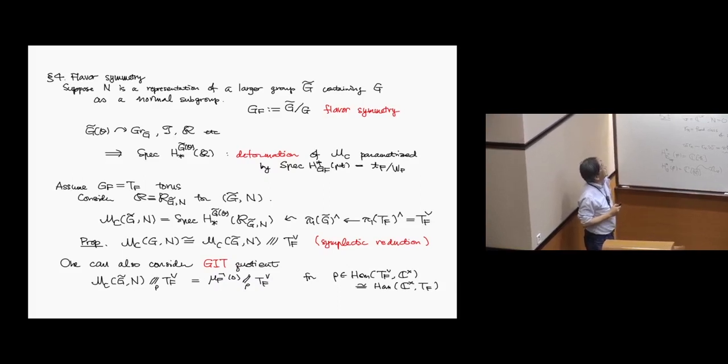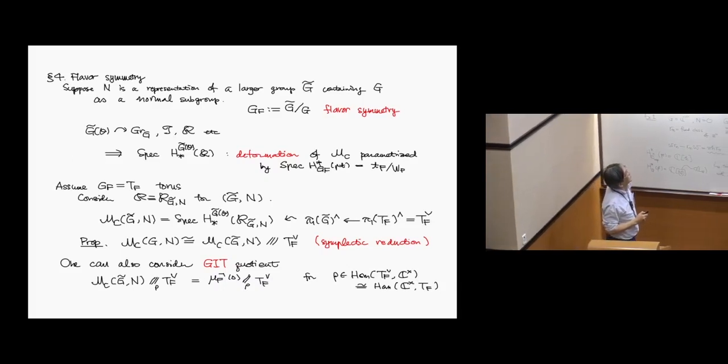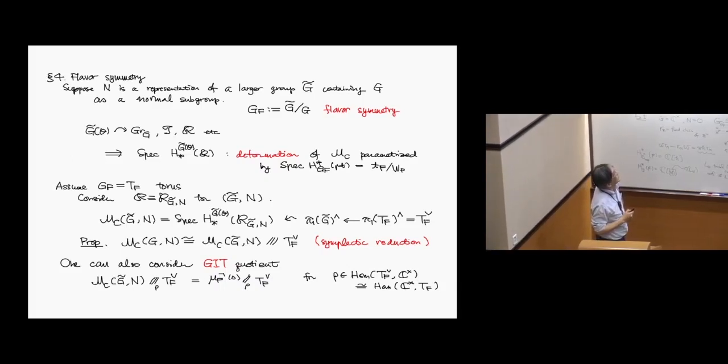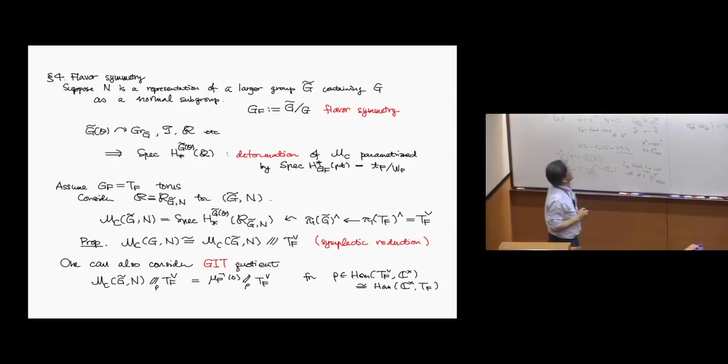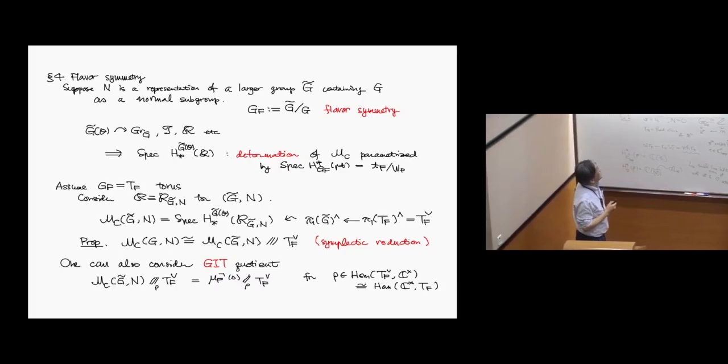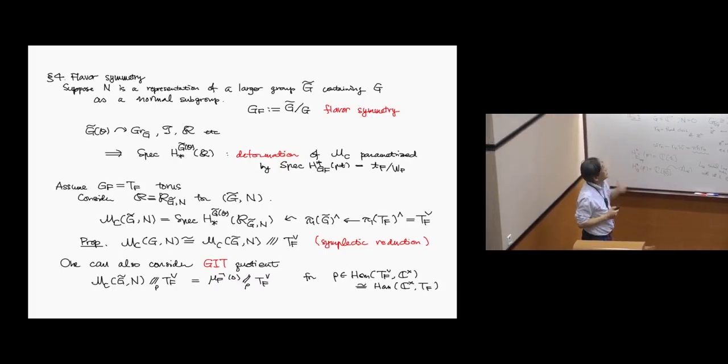And if this quotient is a torus, and if it's not a torus, you just replace G tilde by the inverse image of torus. So this is not an essential assumption. But for this, I need GF to be a torus.